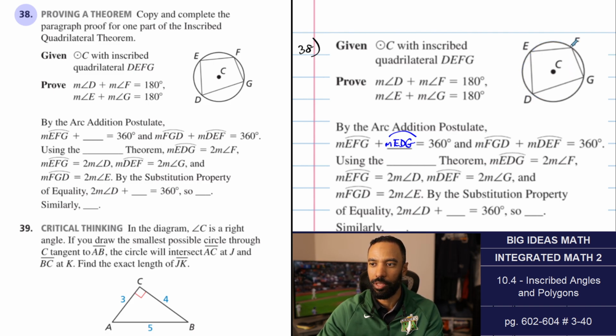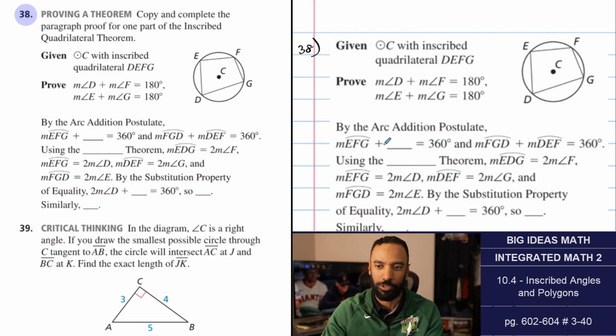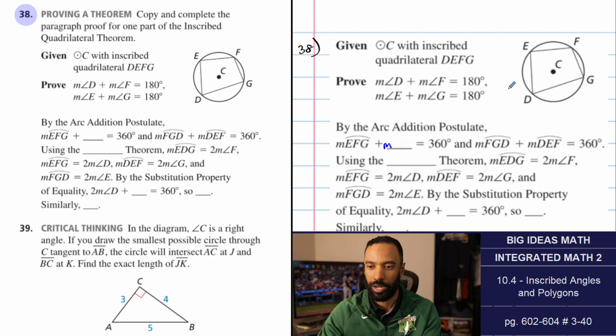Now, they also do the same thing with FGD and DEF, also 360. I probably want to say GDE then. GDE. It seems like they want to go in a full circle instead of opposite ways. GED. Wait, hold on. First they said EFG, now it's GDE.